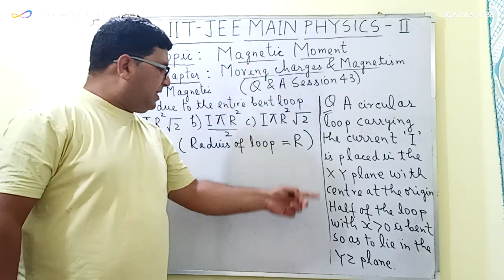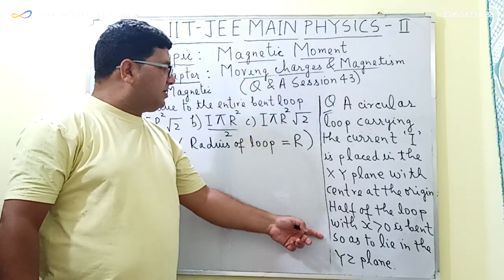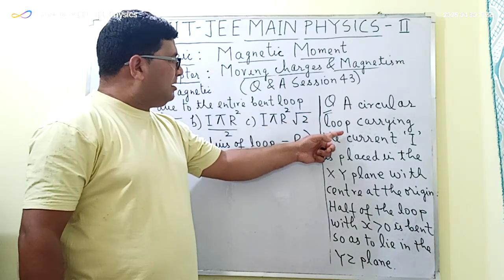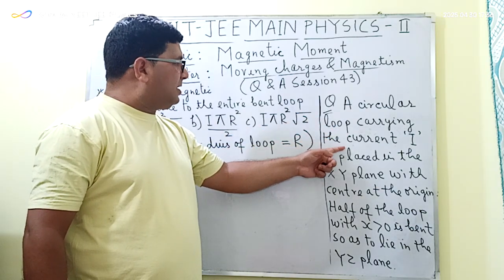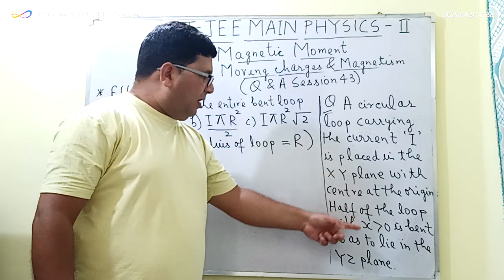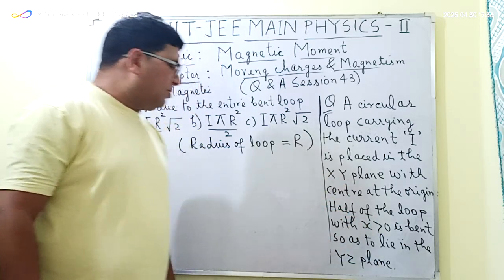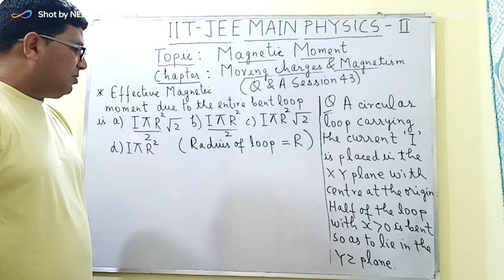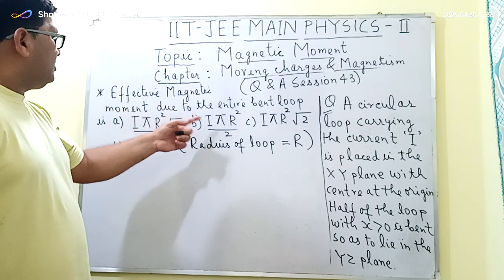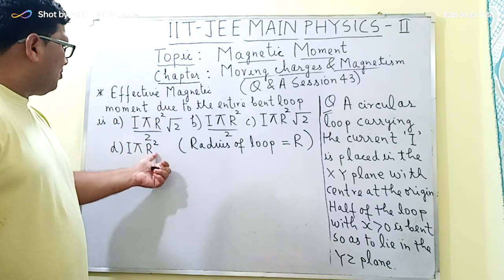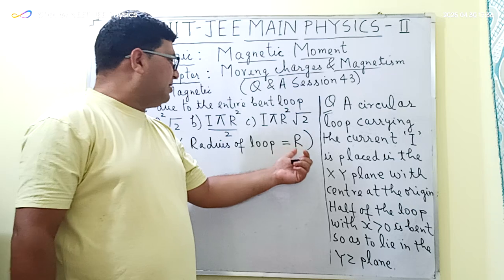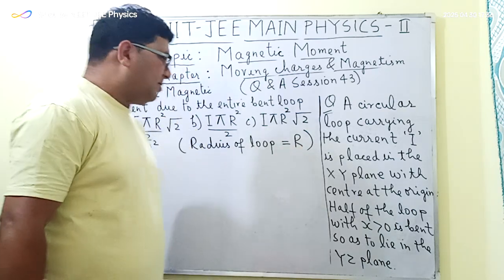Based on this topic, I have one question for this session, which is written here on this board. The question is: a circular loop carrying the current I is placed in the xy plane with center at the origin. Half of the loop with x greater than 0 is bent so as to lie in the yz plane. The effective magnetic moment due to the entire bent loop is: there are four options and we have to find the correct one. And the radius of this current carrying loop is equal to r.